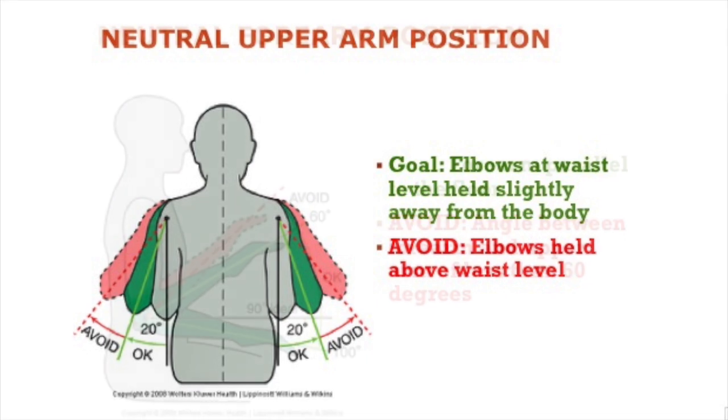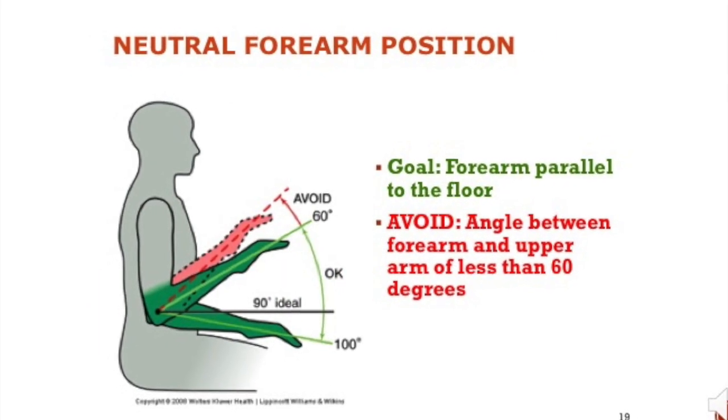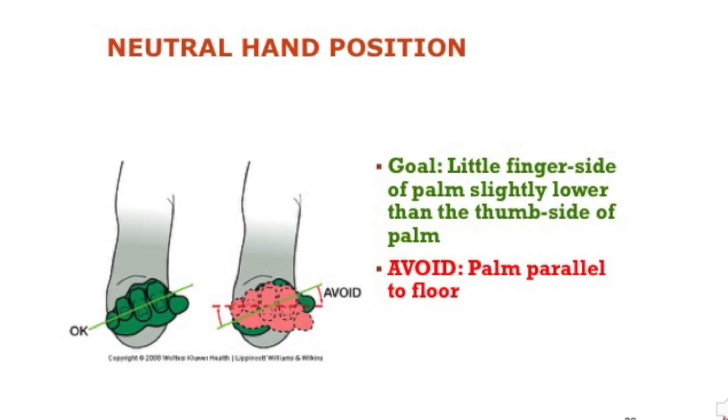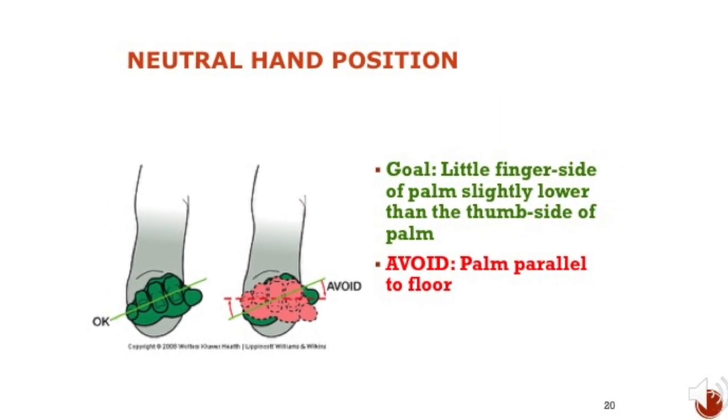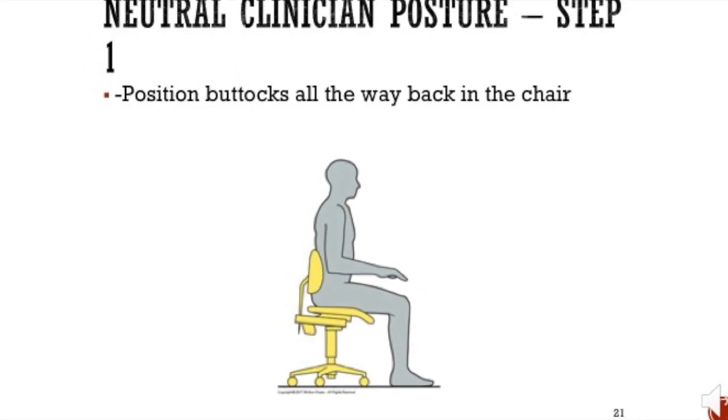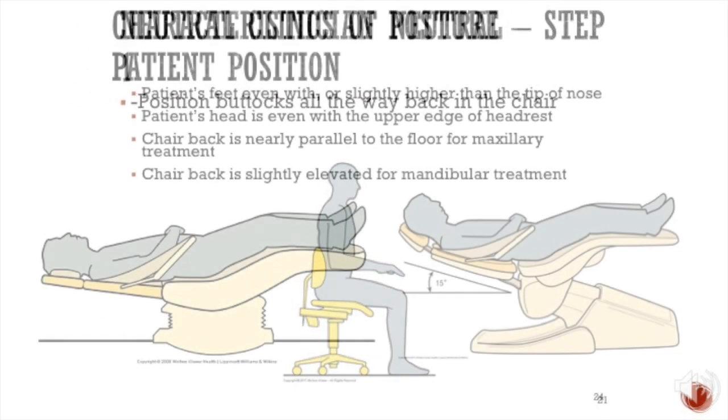Keep an angle of less than 60 degrees between the forearm and the upper arm, and avoid keeping the palm too parallel with the floor. You should sit with your back to the chair and your sit bones slightly elevated so that your thighs are fairly parallel to the floor.